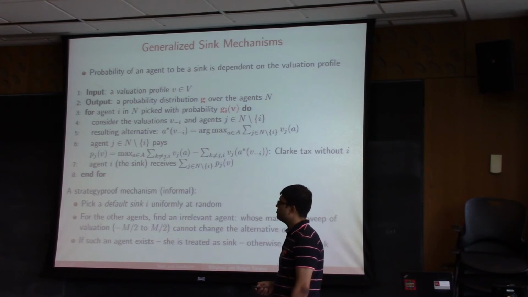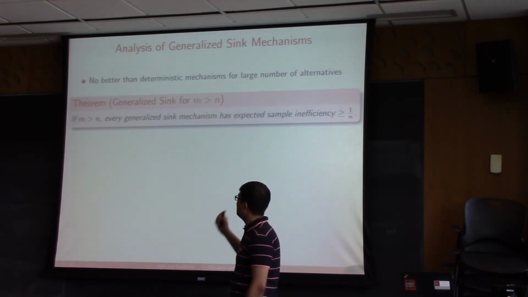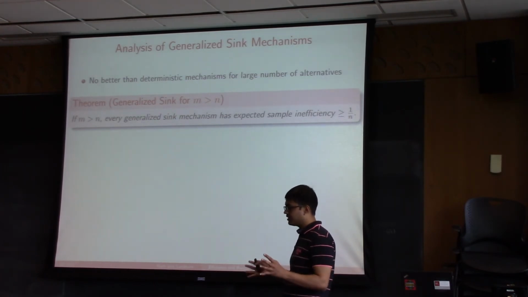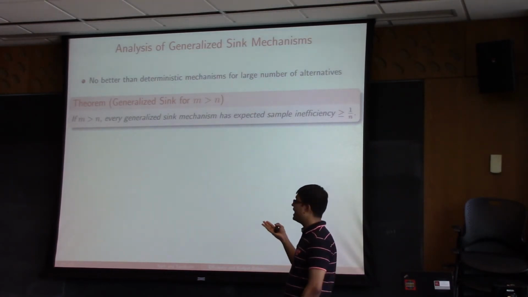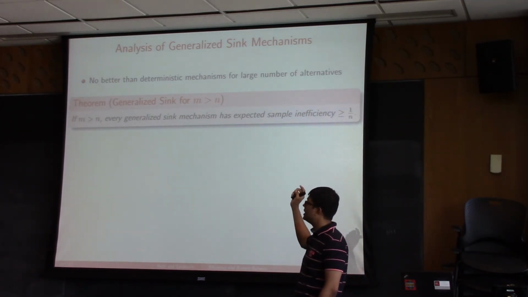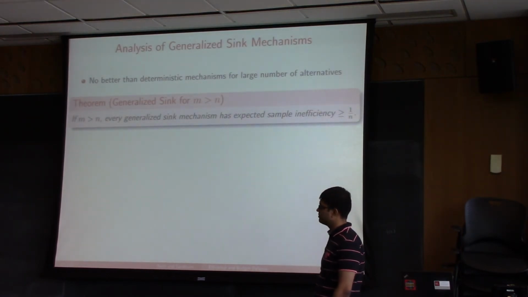Okay. So, here comes that intuition. This class of generalized sink mechanisms is definitely larger than the class of the naive sink mechanism, but it does not do any better than the deterministic mechanism when you have a lot of alternatives. In particular, when M is larger than N, every generalized sink mechanism has an expected sample inefficiency which is as bad as the deterministic case.